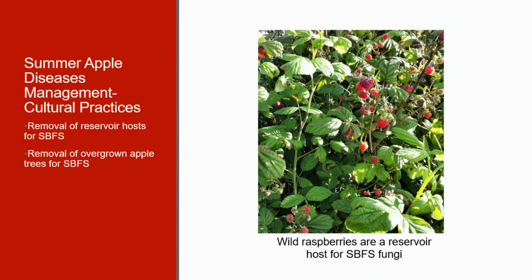For sooty blotch and fly speck, the removal of reservoir host species, especially brambles and wild pear, from around the orchard will reduce the amount of primary inoculum entering the orchard in the spring. For traditional orchards where semi or dwarf trees are not planted, the removal of overgrown apple trees is also recommended, since the Thyriothecia and Pycnothyria can overwinter on apple twigs and branches. It is also harder to get good spray penetration into the canopy of overgrown trees.